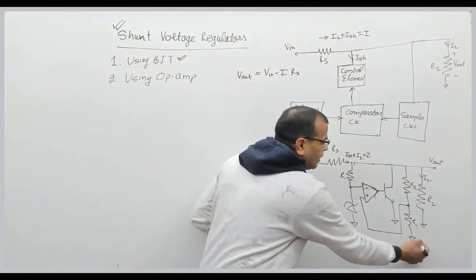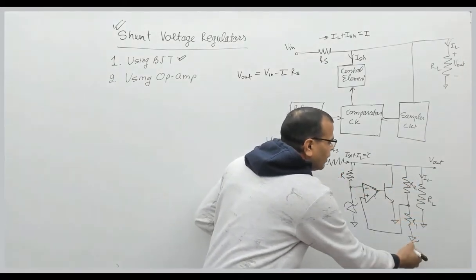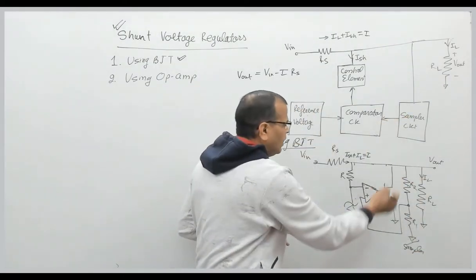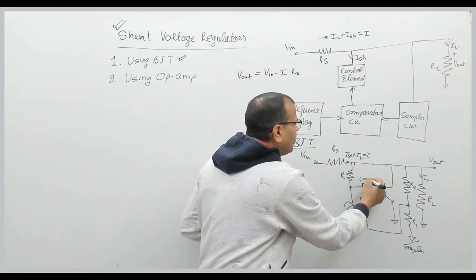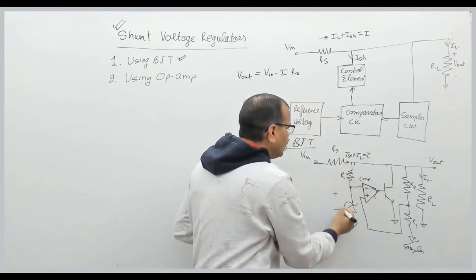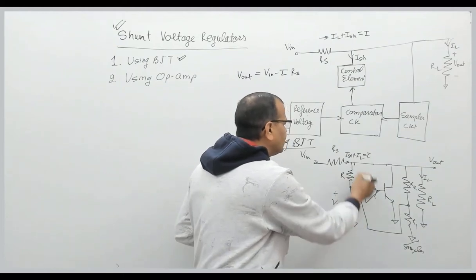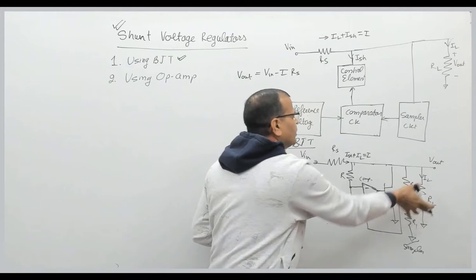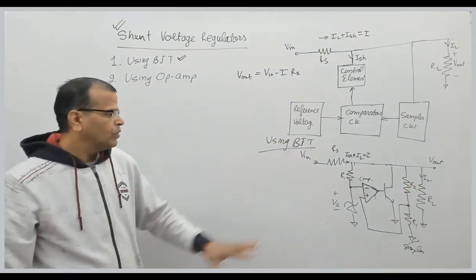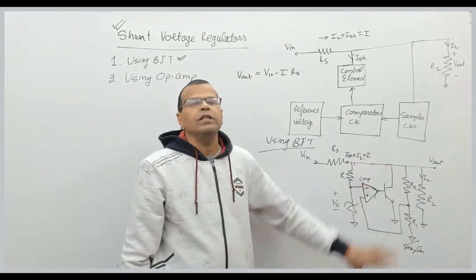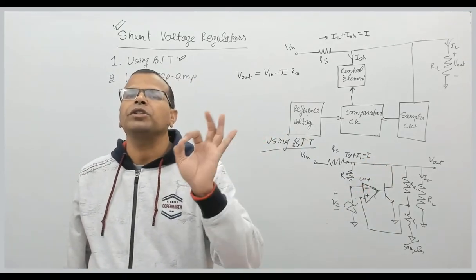This potential divider network is a sampler circuit. This is the comparator; the op-amp is a comparator. We have a reference voltage, which is Vz. So this is a reference generating circuit, and this is the control element, which is connected in shunt with the load. So this is the circuit diagram of the op-amp based shunt voltage regulator.